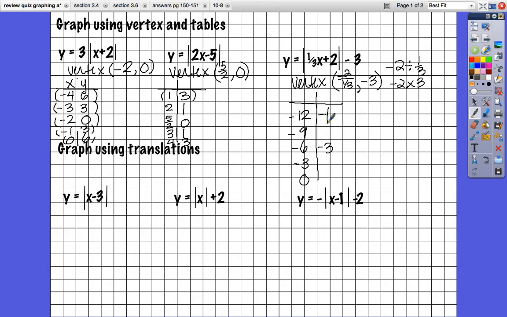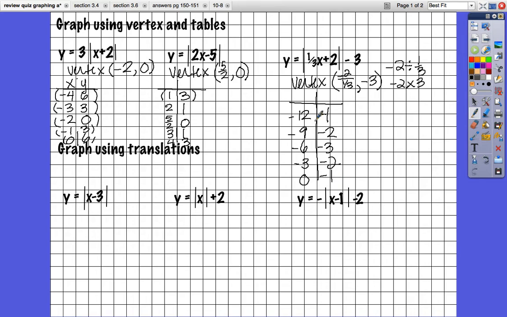Plug in negative 9, you get negative 3, plus 2 gives you negative 1, absolute value is 1, 1 minus 3 is negative 2. And your table should repeat, but you want to make sure. Plug in negative 3, you get negative 1, plus 2 is 1, 1 minus 3 is negative 2, and then 0 would give you 2 minus 3, or negative 1. And then again, graph these as ordered pairs, and it will make a V.